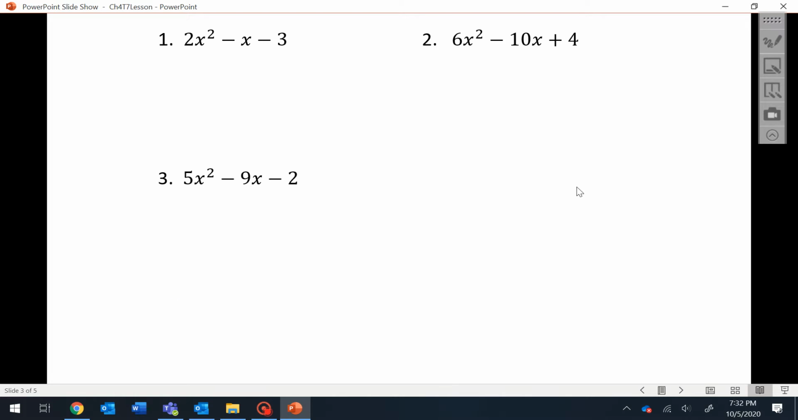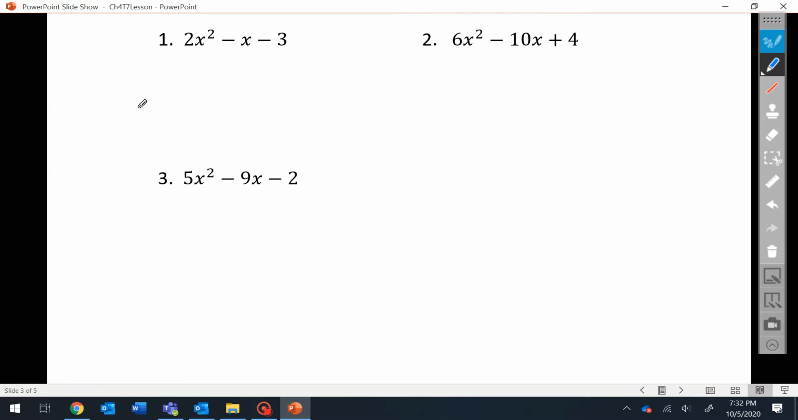Alright, so let's take a look at number 1. We're going to start setting it up as we did before. a times c in the top and b in the bottom. We're looking for numbers that multiply to a times c and add to b. a times c is negative 6, b is negative 1. And the numbers that we're looking for here, negative 3 and positive 2. Negative 3 times 2 is negative 6, negative 3 plus 2 is negative 1.